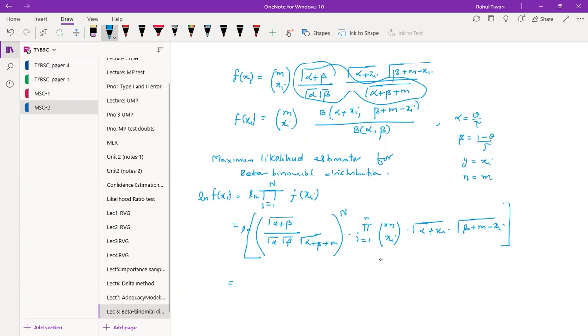Okay, now just take a log of the function. So we have here n times ln of gamma alpha plus beta, so n into this term, minus ln of gamma alpha, minus ln of gamma beta, minus ln of gamma alpha plus beta plus n. So this is the one term, plus summation i is running from 1 to n of ln of gamma of xi plus alpha, plus the other term.